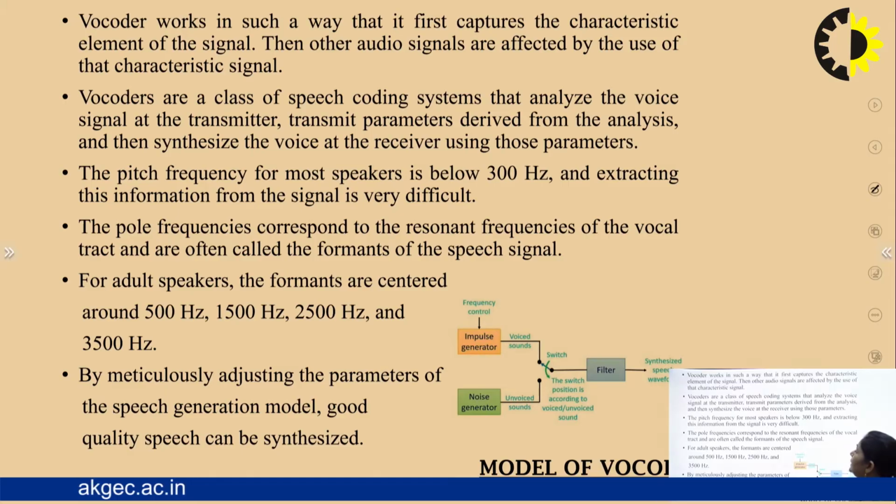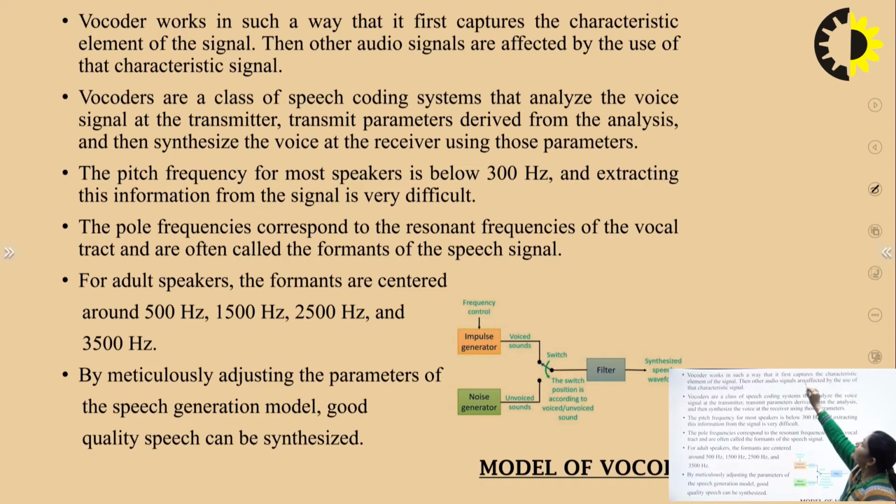Now we will discuss how vocoders work. A vocoder first captures the characteristic elements of the signal, the voice signal here. It will pick up the characteristic signals of that voice signal. Then other audio signals are affected by the use of those characteristic signals.